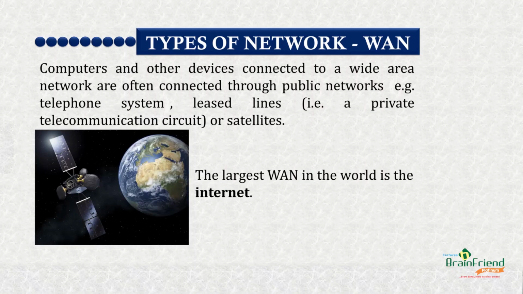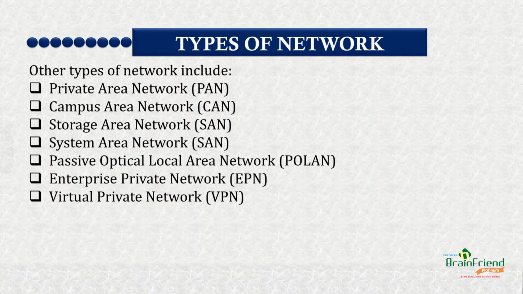As I earlier mentioned, the LAN, the MAN, and the WAN are the three basic types of networks. However, there are several other types, but when you look at their scope, they fall within these three. Let's look at these other types of networks. These networks include private area network, campus area network, storage area network, system area network, passive optical local area network, enterprise private network, and virtual private network. And with this, we've come to the end of this lesson.